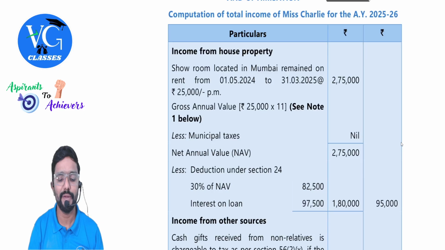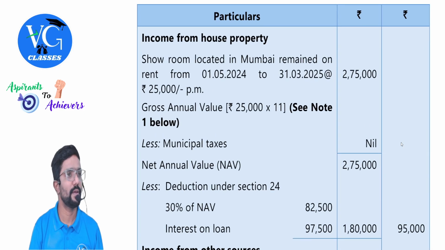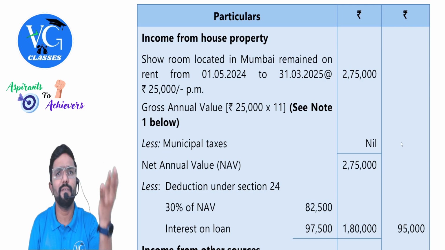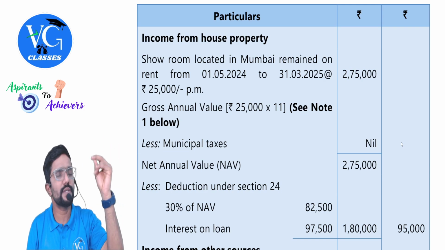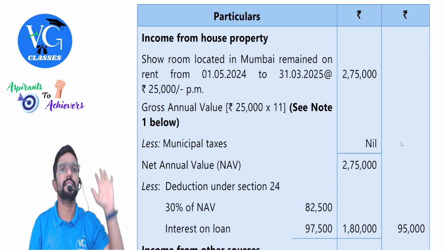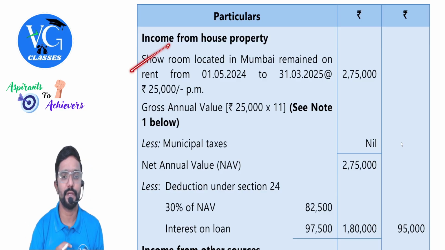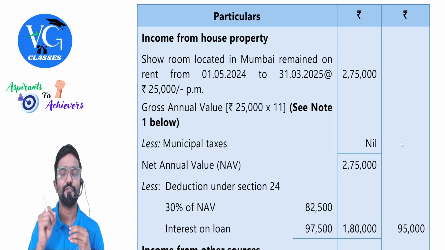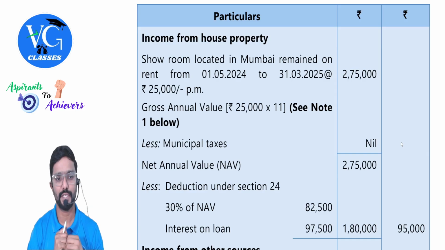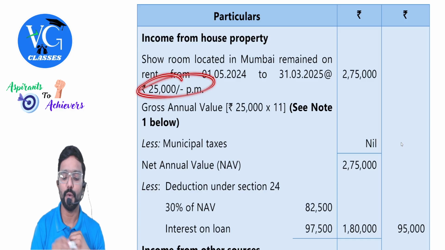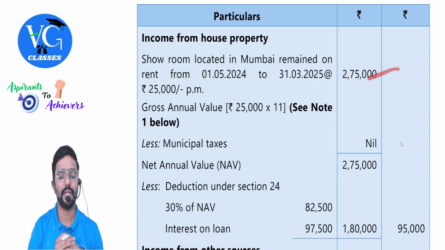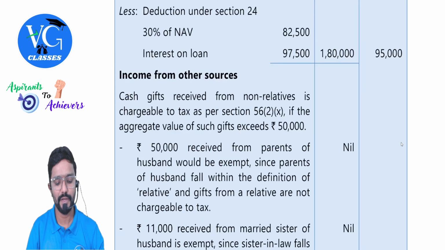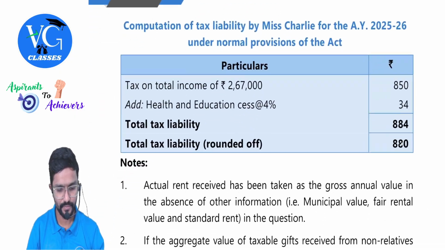So hence, where will it be taxable, guys? House property. Rental income. We are straight away taking it as GAV because they have not given municipal value, fair rent, standard rent and all. So in that case, actual rent would be taken as GAV. Yes, sir. You can see here: showroom located in Mumbai remained on rent from 1st May to 31st March. So 25,000 into 11 months. Straight away gross annual value. They have given a note for it. Let us see what it is.